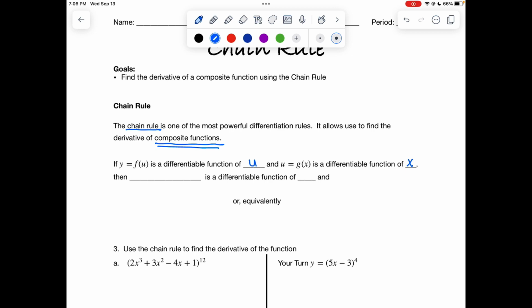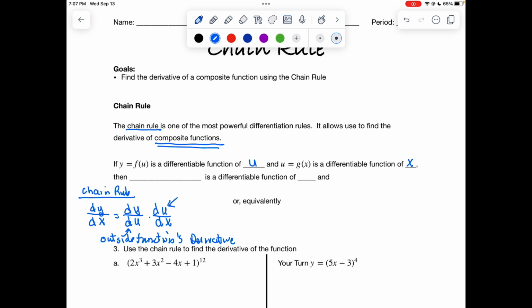Now, in calculus notation, the derivative of y with respect to x will be equal to the derivative of y with respect to u. So that's our outside function's derivative, times the derivative of u with respect to x. So that's the derivative of the inside function. That's all the chain rule pretty much says. If you're going to take a derivative of a composite function, you take the derivative of the outside function times the derivative of the inside function.